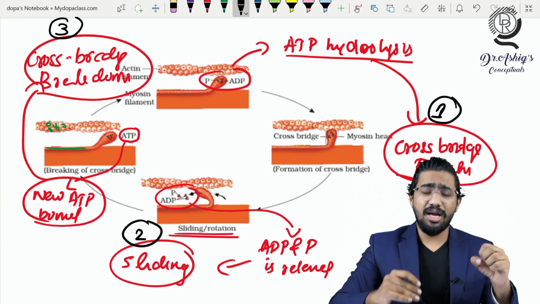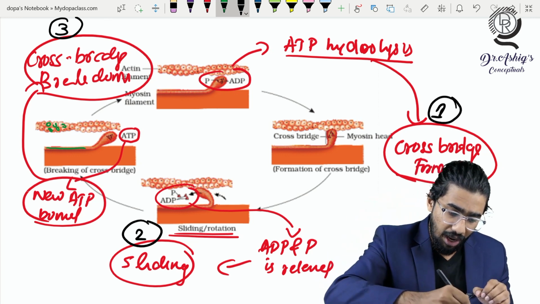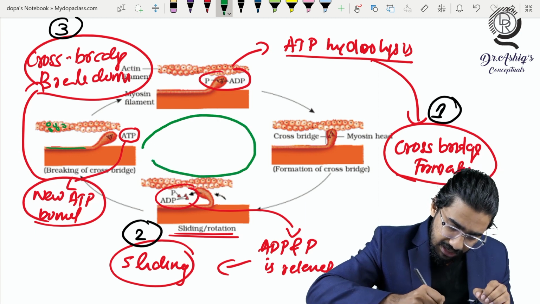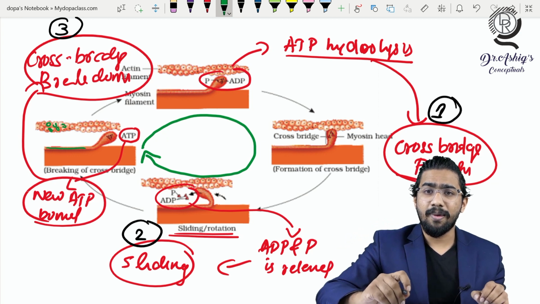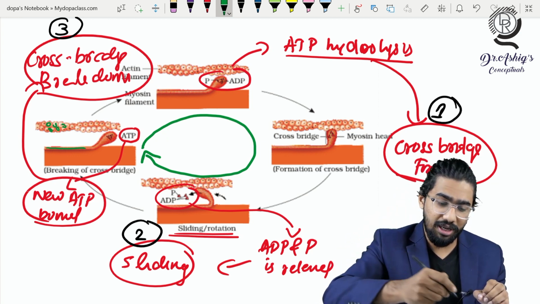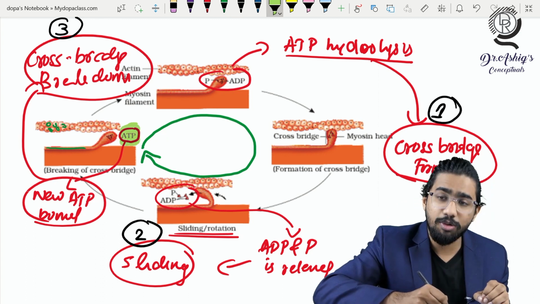So my question is, how many ATPs are needed for a complete cycle? I am drawing one complete cycle. The complete cycle starts from here and it ends here. This is a complete cycle. So how many ATPs are needed there? My answer is, only one ATP is needed there. How does that come? Let's explain. You can see there was an ATP binding here for the cross bridge breakdown.